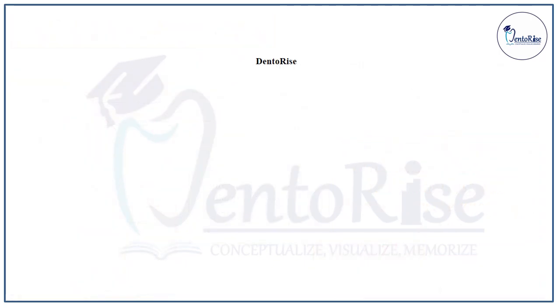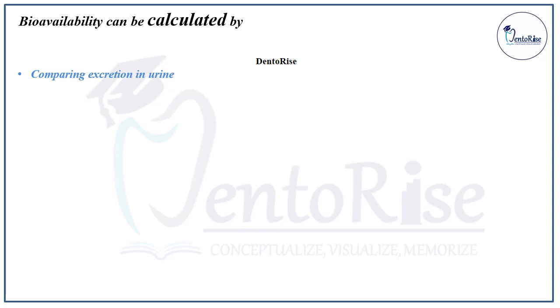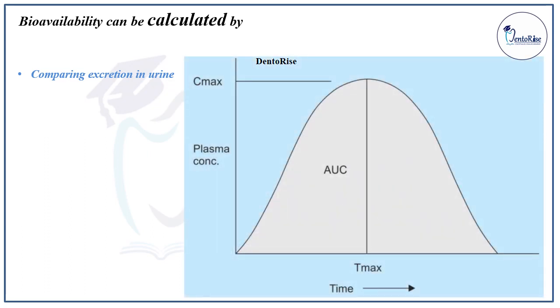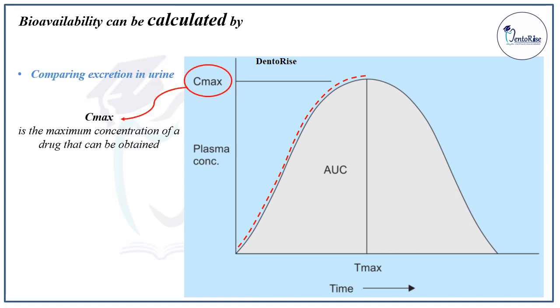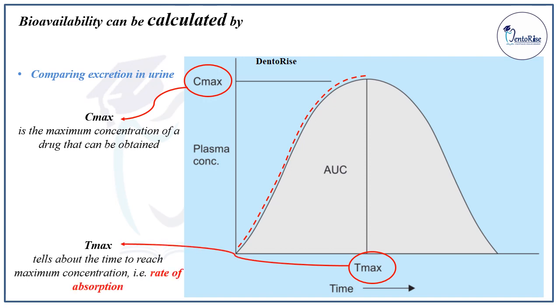To calculate the bioavailability of the drug, first of all, it can be done by comparing the excretion of that drug in the urine. The second method of calculating bioavailability is to plot the graph of plasma concentration of the drug versus time. Whenever a drug is administered, the plasma concentration of the drug increases with time. At a certain point of time, that plasma concentration becomes maximum. The maximum concentration can be denoted as Cmax, and the time at which the maximum concentration is achieved is called Tmax, which tells about the rate of absorption. Eventually, with time, the plasma concentration of the drug within the body decreases, thus giving us a bell-shaped curve.